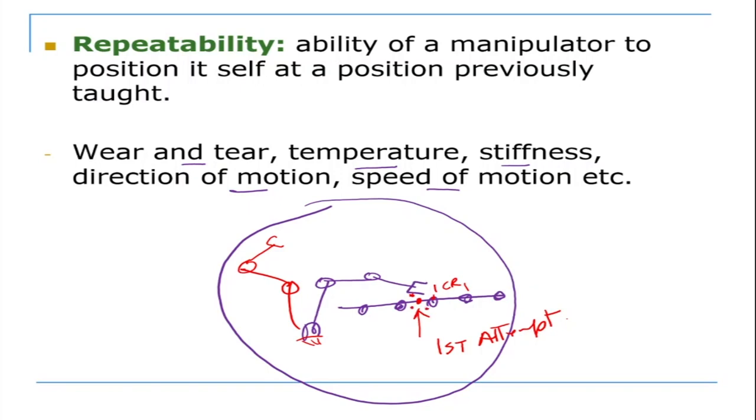So repeatability means the ability of a manipulator to position itself at a position previously taught. That means it did go there in the first shot, but the second time, third time, fourth time, it will not go exactly there, but it will go somewhere near there.